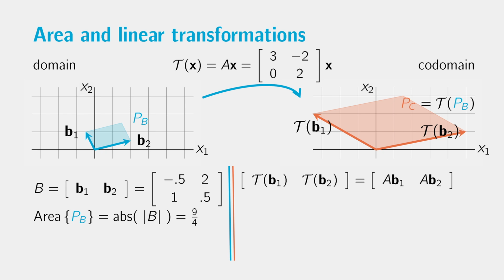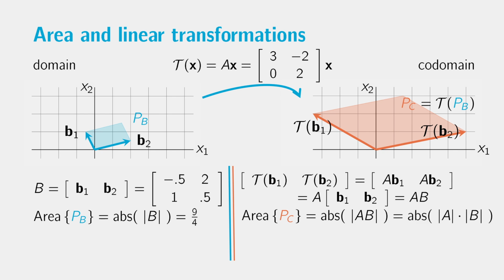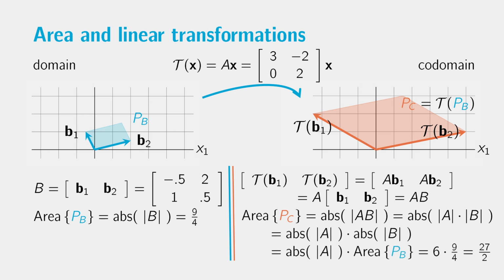However, there's a second way to calculate the area. This matrix with the images of B1 and B2 as columns can be rewritten as matrix A times matrix B. So the area of the transformed parallelogram is the absolute value of the determinant of A times B. The determinant of a product is the product of determinants. So, if we calculate further, we see that the transformed parallelogram has again an area of 13.5. It is 6 times as large as the original parallelogram.